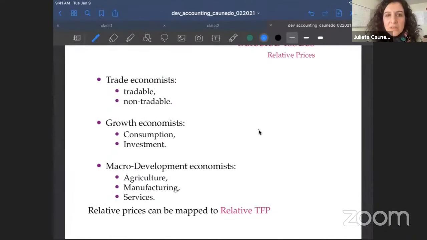So, trade economists tend to think of an economy as divided between tradable and non-tradable goods. Growth economists think about consumption goods and investment goods, capital.